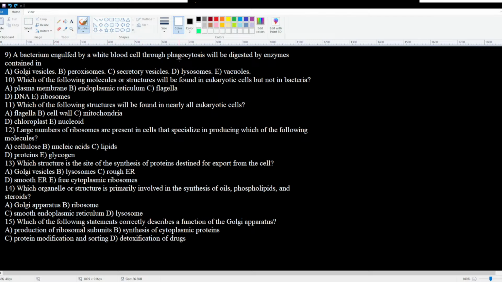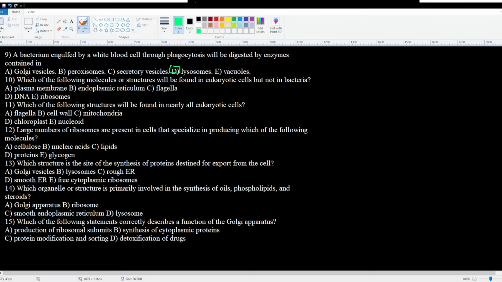Okay, so a bacterium engulfed by a white blood cell through phagocytosis will be digested by enzymes contained in the lysosomes. There are no digestive enzymes in vacuoles or secretory vesicles. Peroxisomes, well, peroxisomes are only for peroxides, and there are no peroxides mentioned in this question, so it wouldn't be peroxisomes, nor Golgi vesicles. So that leaves the only answer, lysosomes, which contain digestive enzymes. So the answer is D for number 9.